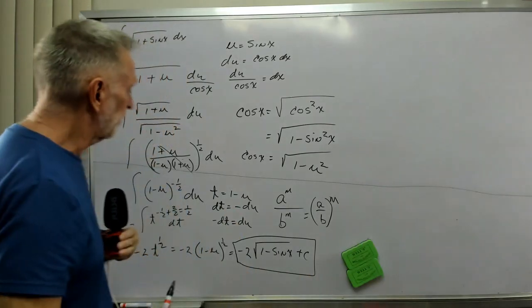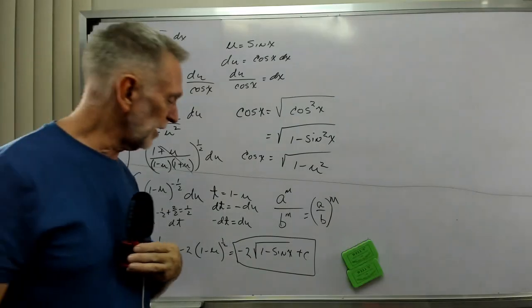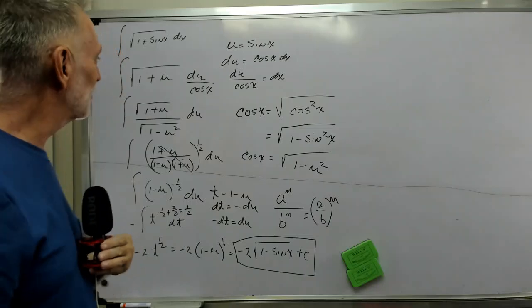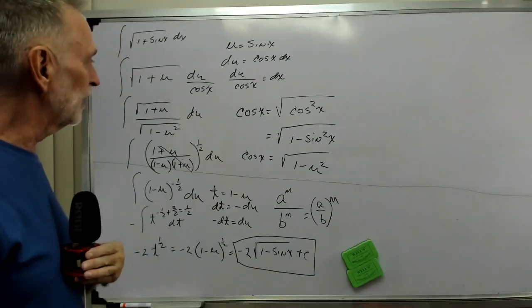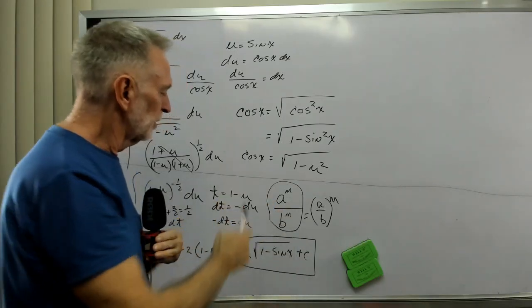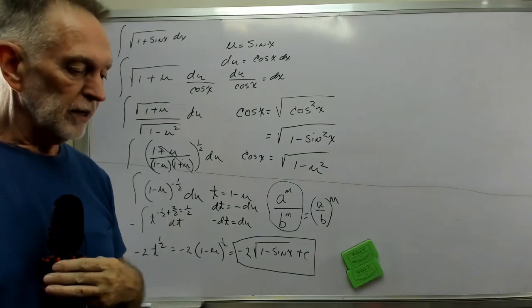And that, my friend, is the integral of the square root of 1 plus sine x. That's not so obvious to me. Hopefully you worked it and used this transformation as well as an algebraic rule for combining those terms.